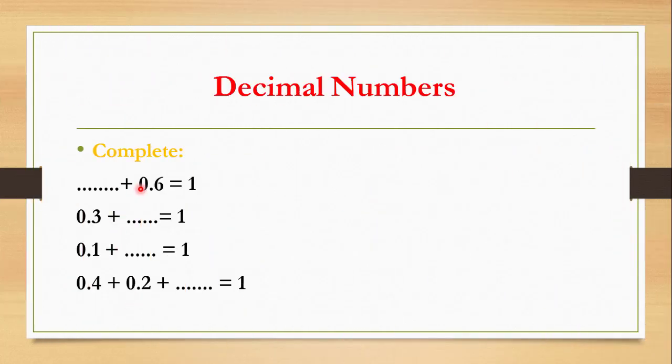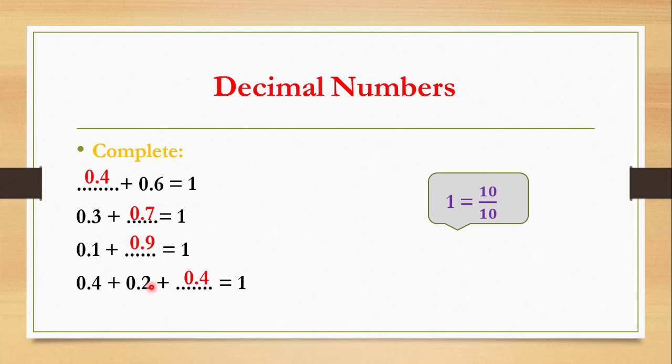Okay, let's complete. Here we have 1 means 10 over 10. Okay, don't forget, 1 means 10 over 10. Here we have 6 over 10, so we need 4, so 0.4. Here we have 3, so we need 7, so 0.7. We have 1, so we need 9, 0.9. Here 0.4 and 0.2, 0.6, so we need 0.4. Okay.